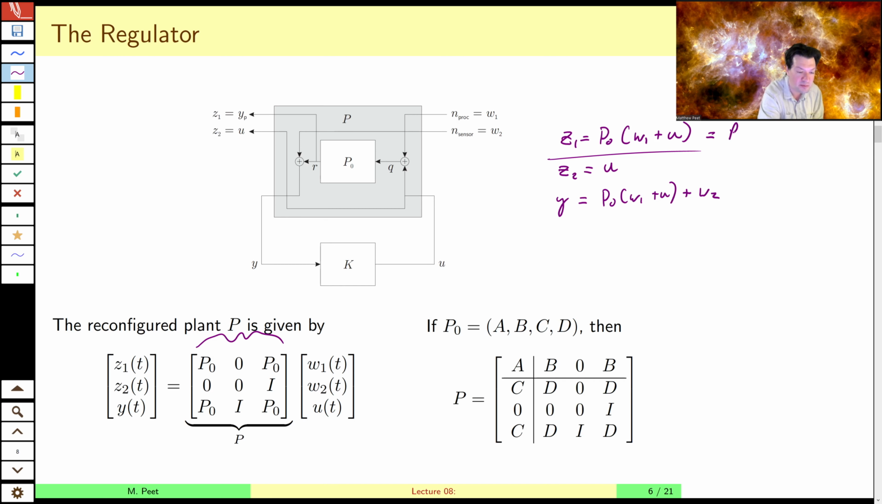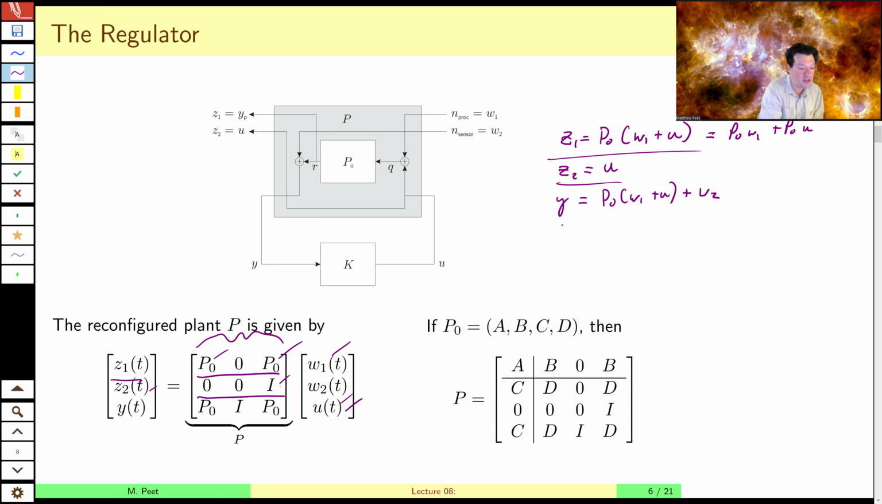So we expand them out: P naught W1 plus P naught U. So we have Z1 equals P naught W1 plus P naught U, so we have the first equation. The second equation is just Z2 equals U, so just Z2 equals identity times U. So we have the second equation.